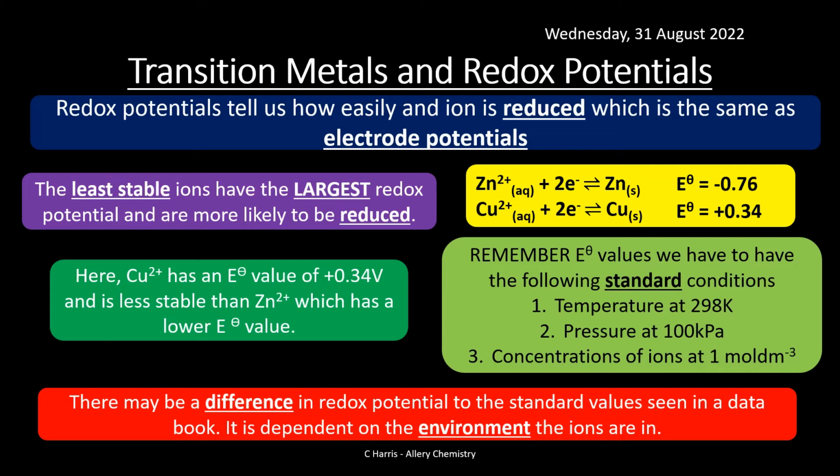So there may be a difference between the redox potentials you measure and the standard values seen in the data book. When you run the practical, you might see a slight difference. Obviously, it depends on the environment the ions are in, so you might not be at standard conditions. The room might be warmer or colder than we think, and the pressure might be slightly out from the standard. So just bear in mind there might be a slight difference there as well. Your redox potentials are just looking at how stable something is and whether that's likely to happen. Not much to say on that really.